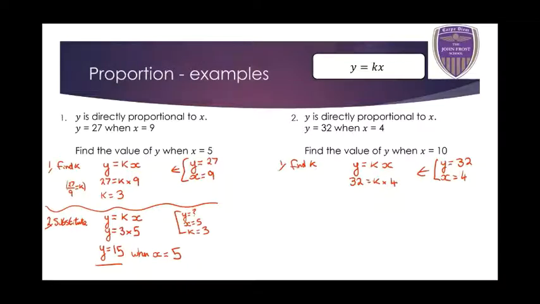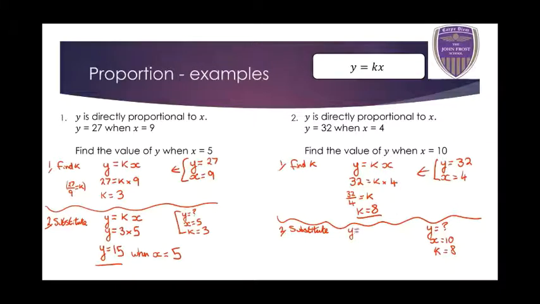Something times 4 is 32. If we just do it properly, we're going to divide both sides by 4. So 32 divided by 4 equals k. Therefore, k is going to be equal to 8. Okay, so we found the constant k. It is 8 this time around. And then part 2, we're going to substitute our new question values in. So we need to find the value of y when x is equal to 10. So y is our unknown. We're told we need to find y when x is equal to 10. And our constant is 8 this time around.